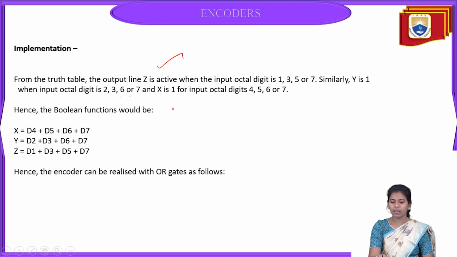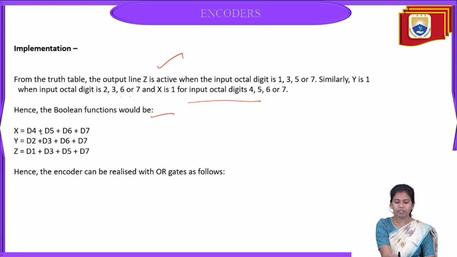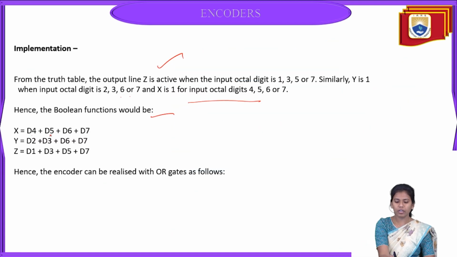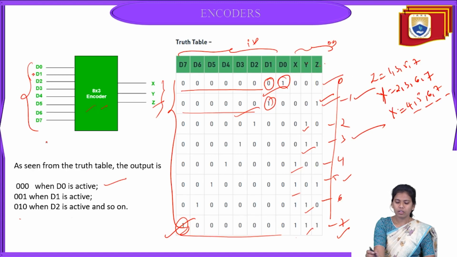So here the Boolean functions would be: for X, D4, D5, D6 and D7. For Y, it is D2, D3, D6 and D7.